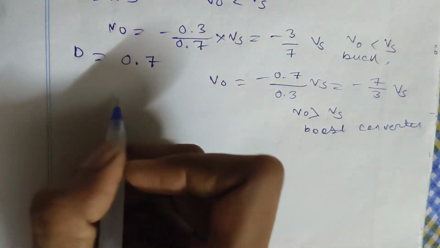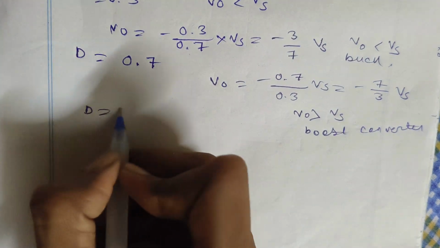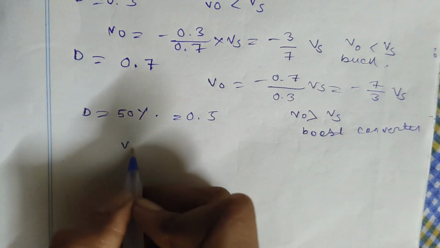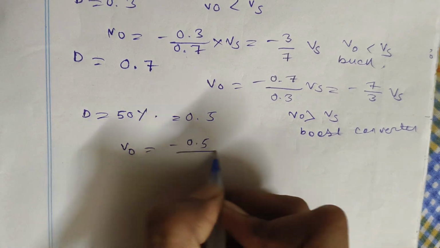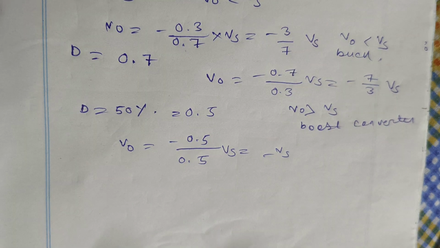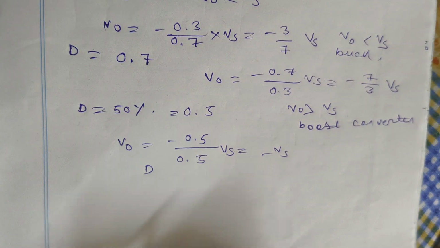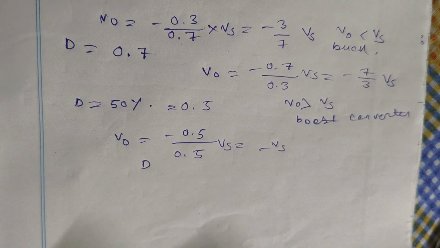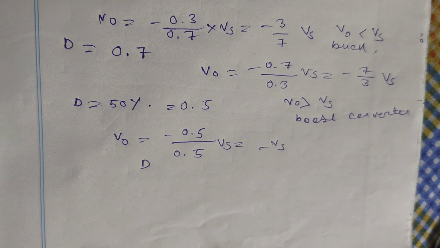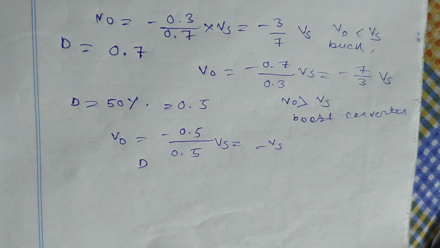Now in the intermediate case, a 50% duty cycle means 0.5. The output voltage will be 0.5 by 1 minus 0.5, that is 0.5, into Vs, so it will be equal to the supply voltage. Now you can see that is duty cycle. Based on the on period or the off period of the switch, we can regulate the output voltage. It can be used as a boost converter and also as a buck converter.